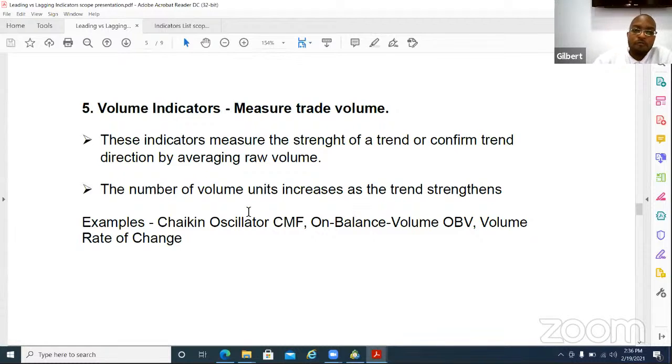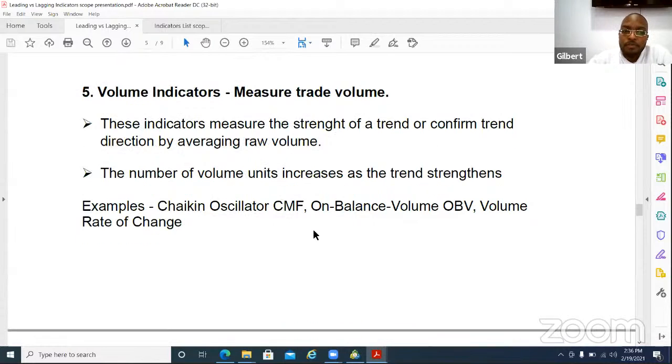All right, so the number of volume units increases as the trend strengthens. That's what we are calculating. We're trying to calculate the rate at which these volumes are increasing vis-a-vis the price movement. So if you see prices are rising but volumes are slowing down, then we know there's a divergence. However, if we see prices rising and the volumes are also rising, then that is a confirmed trend, or that trend is likely to continue in that direction.